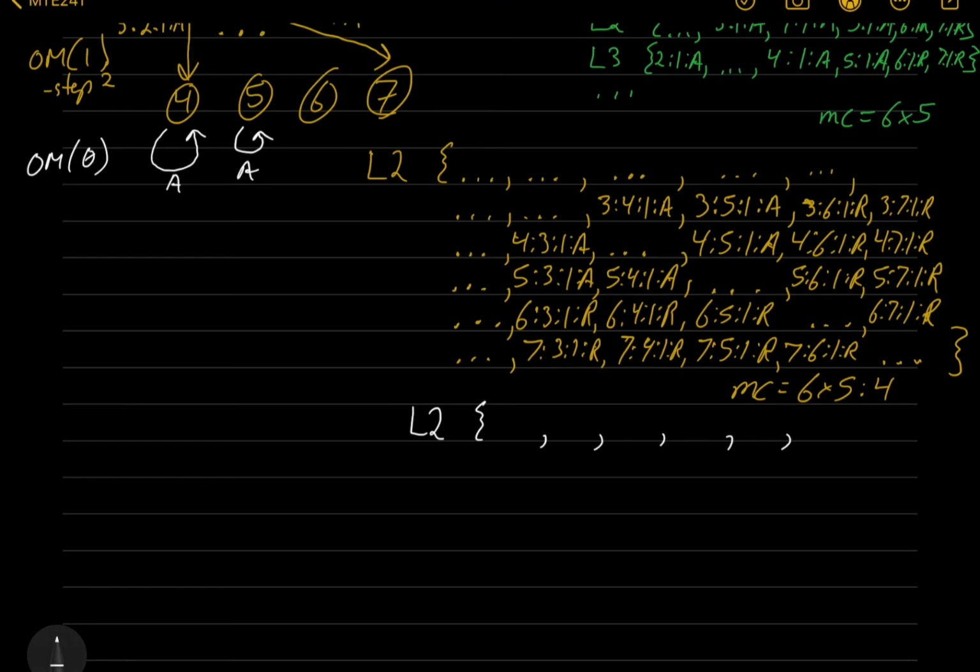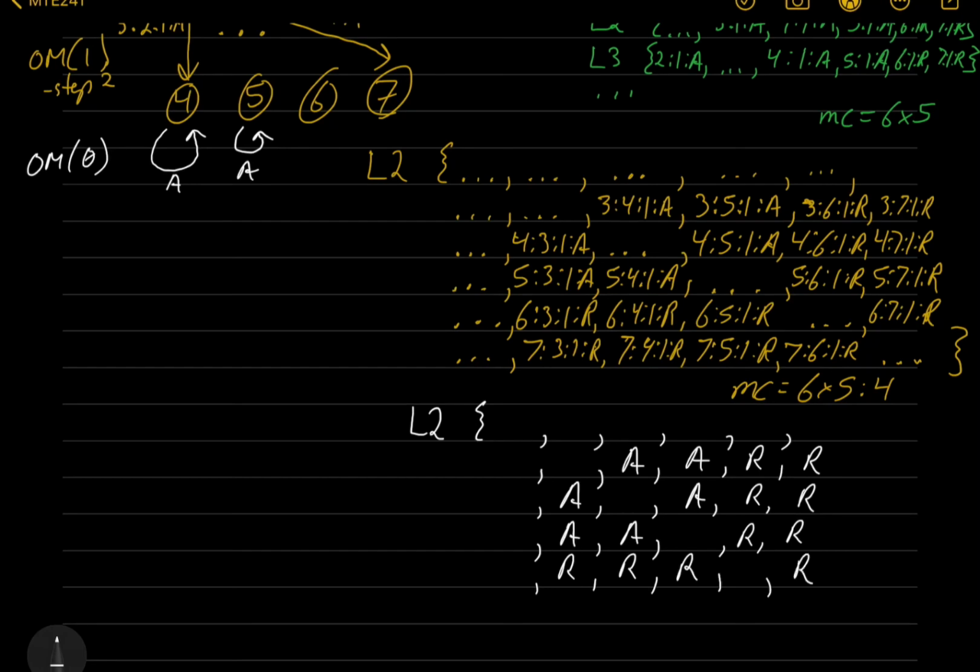1, 2, 3, 4, 5, 6. It will have attack, attack, retreat, retreat, and then it will have attack, attack, retreat, retreat. For General 5, we'll have the values that General 5 reported will have attack, attack, nothing from itself, and then retreat, retreat. And from 6, we'll have retreat, retreat, retreat, skipping 1 and then retreat, and then from General 7 it will be retreat, retreat, retreat, retreat. These are the values that we'll have after returned by OM0.